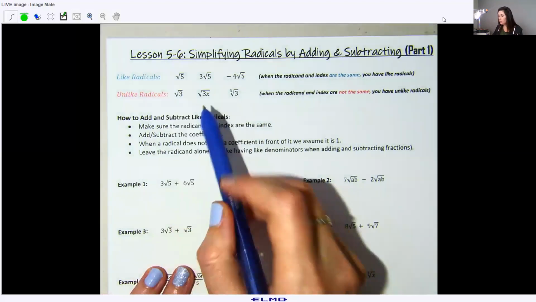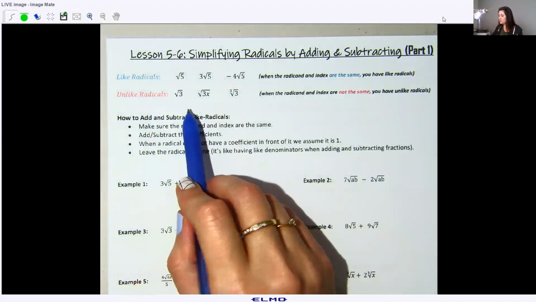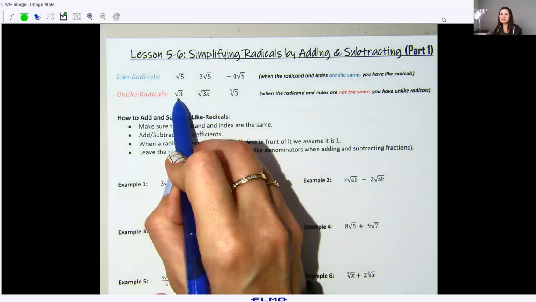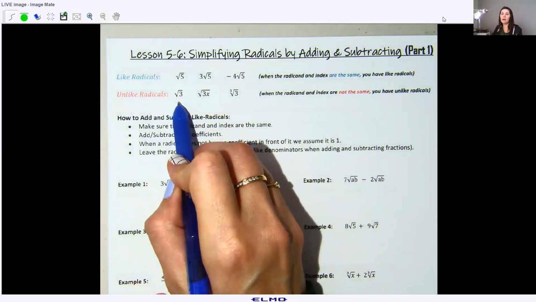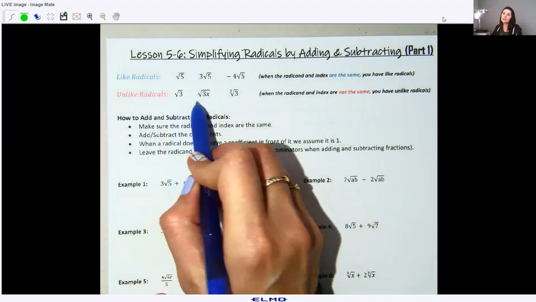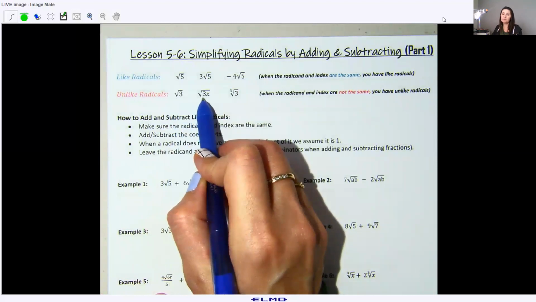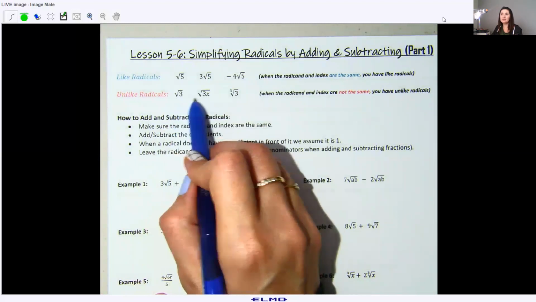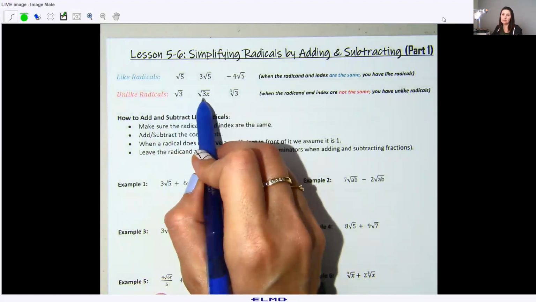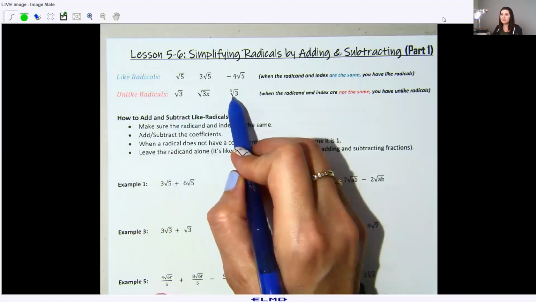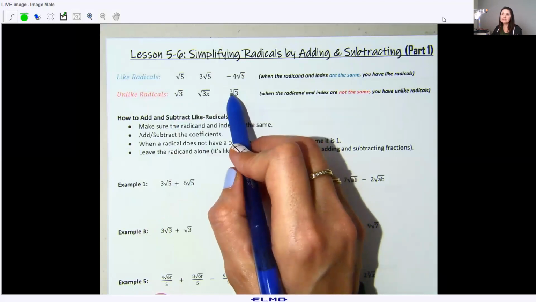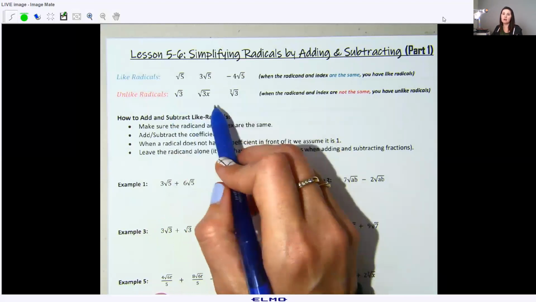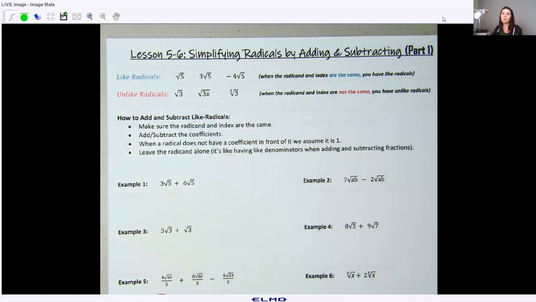Unlike radicals, one of those will be off. So this one is square root of 3. It has an index of 2 and a radicand of 3. Then you go over to this one, square root of 3x. It does have an index of 2, just like this one, but the radicand is 3x, not 3. So those are not similar. This one is the cubed root of 3. So its index is different from both of these. So it is not like, those would be unlike radicals.